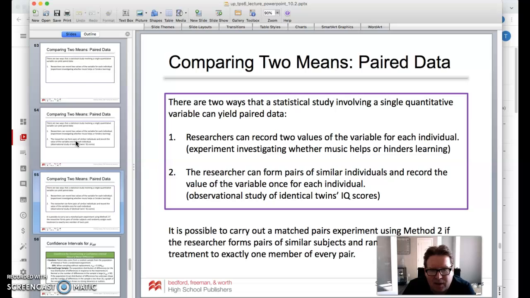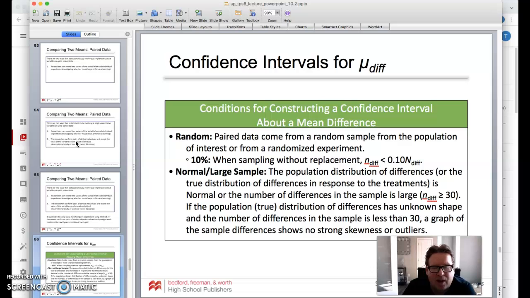Now, it is possible to carry out a matched pairs experiment using method 2 if the researcher forms pairs of similar subjects and randomly assigns each treatment to exactly one member of every pair. All right, so now again, the conditions for this we've seen many, many times. It's got to be random, 10%. When sampling without replacement, make sure that the sample size of our differences is less than 10% of the population of differences.